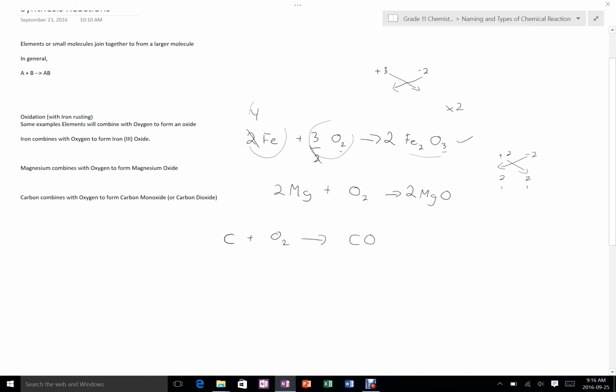Carbons are balanced, so I can't really start there. Oxygens, 2 goes to 1, so I need 2 of these molecules being produced, and that means I must have had 2 carbons in the first place. Small plus small comes together to form a larger molecule: a synthesis reaction.